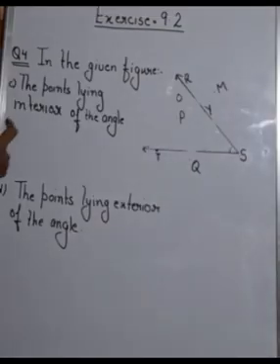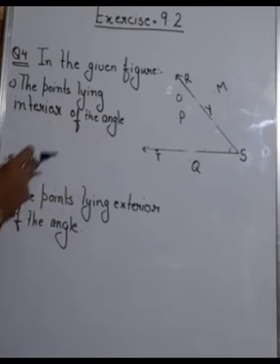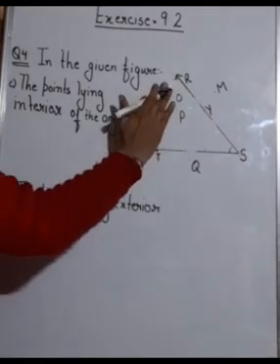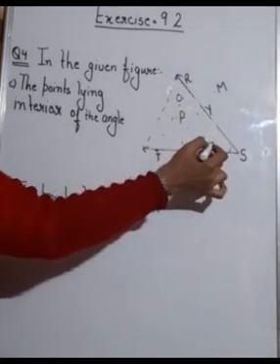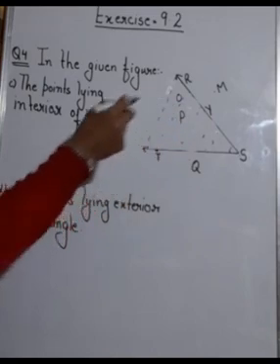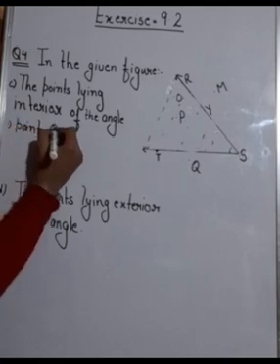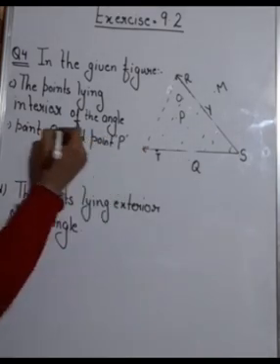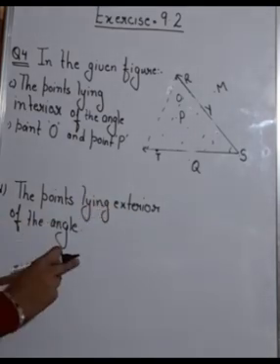Clear? Now in part C they have asked the points lying interior of the angle. You have to write the points which lie interior of the angle. So I told you that this area, which lies inside the angle, is known as your interior. So you can see that point O and point P are lying in the interior of the angle. So you will write point O and point P. These two points lie interior of the angle. Okay. Now next they have asked the points lying exterior of the angle.